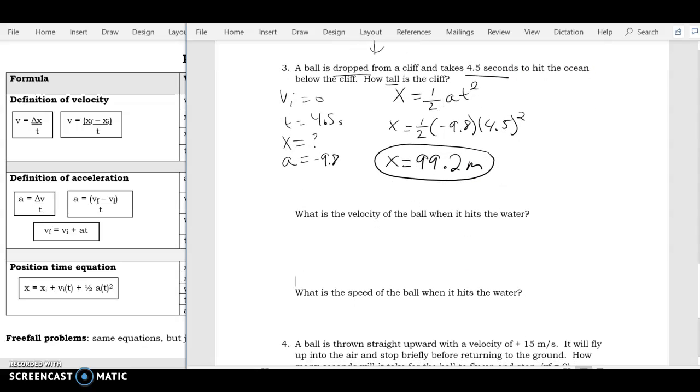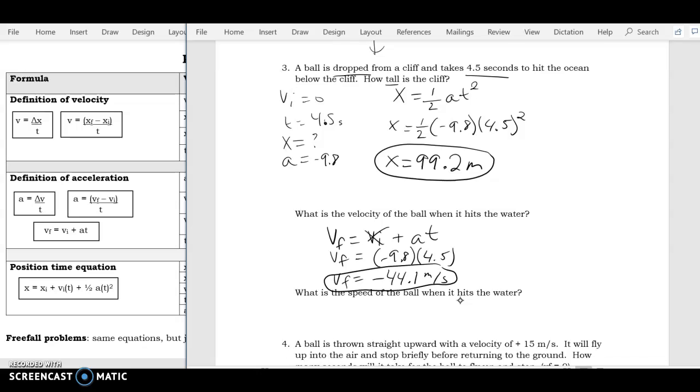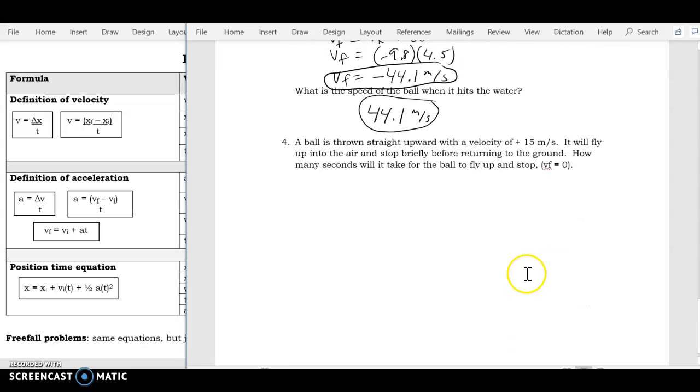All right, what is the velocity of the ball when it hits the water? Velocity is the final velocity. The initial velocity is 0 plus AT. Vf equals negative 9.8 times the time from up here, which is 4.5. So negative 9.8 times 4.5 in my calculator is negative 44.1 meters per second. Okay, so that's the velocity because it's negative, it's going down, but the speed would just be 44.1 meters per second because that's a scalar quantity and no direction matters there.